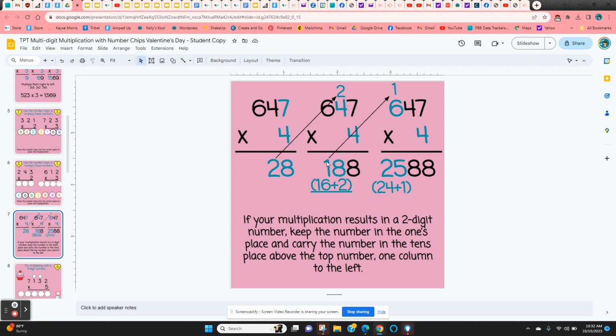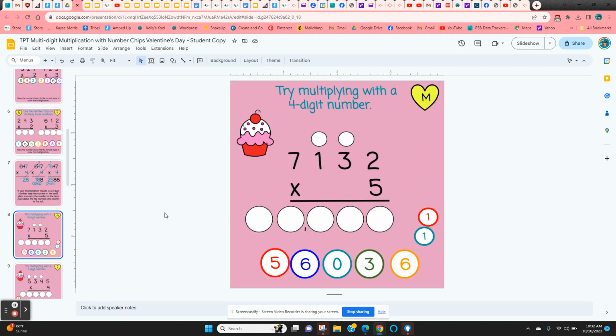The 8 stays there. The 1 is carried to the next column to the left above this number. So then it's 4 times 6 is 24, plus 1 is 25. So the answer, 2,588. Students are going to be doing that on the next few slides. So these smaller chips are going to be for the numbers they carry.